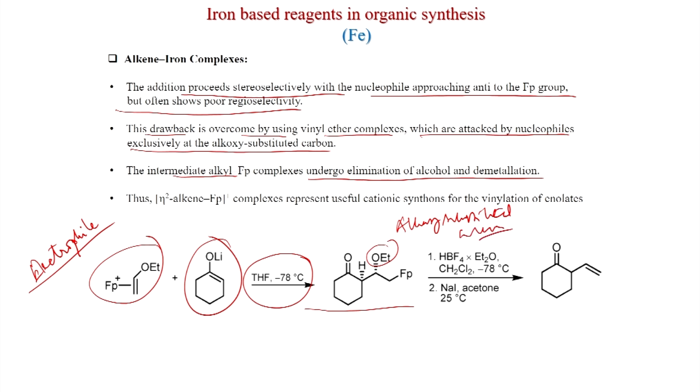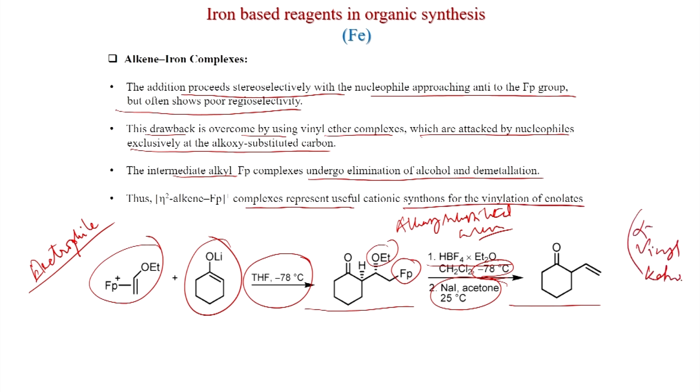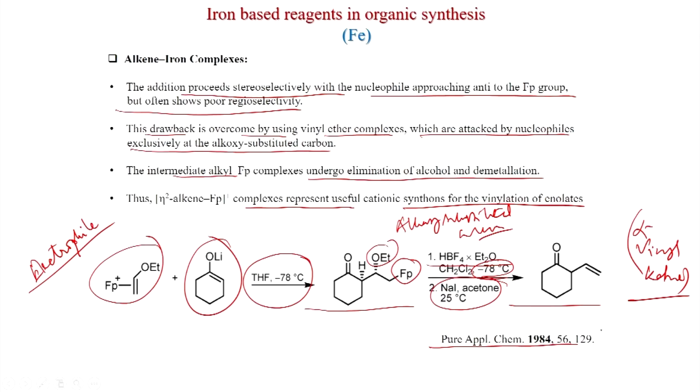And now, this ether as well as Fp can be removed in a two-step process. First treatment with HBF4 ether, dichloromethane, minus 78 degree centigrade, followed by NaI acetone, you get this. And this is a very interesting product. This is actually vinylation of enolate. So, this is alpha vinyl ketone which can be obtained. So, these alpha vinyl ketones are important compounds and difficult to obtain, but in this strategy you can get this alpha vinyl ketone. This was published in Pure and Applied Chemistry 1984.